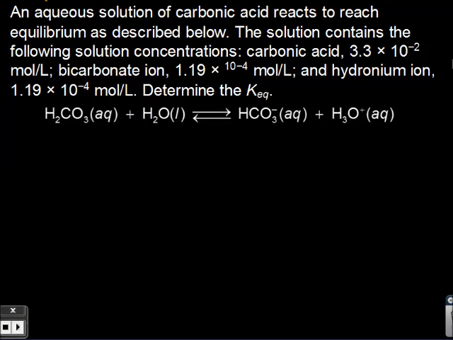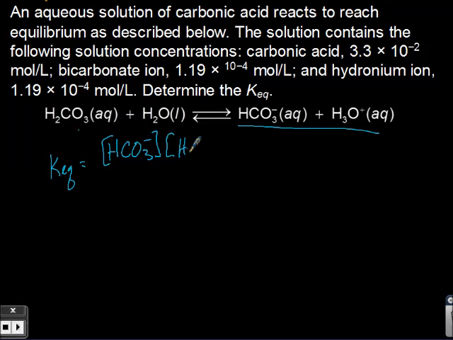So, quick example before we go. How do I write this expression? KEQ equals, I want to look at products divided by reactants. So my products are my HCO3 minus, put the brackets around it, and H3O plus, put my brackets around. This means times, multiply them together. Divided by, I have my H2CO3, and if you notice, water is a pure liquid, so it's not included in the expression.